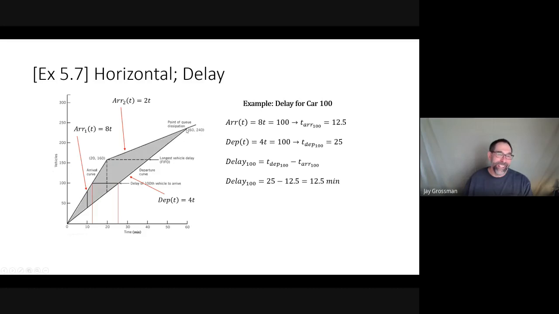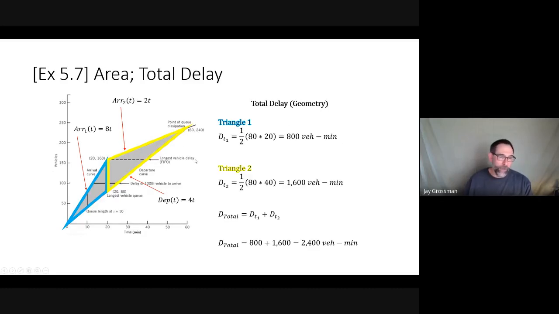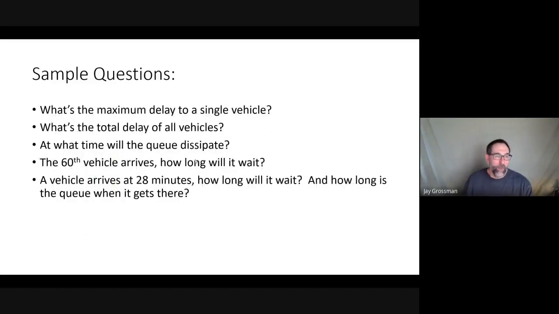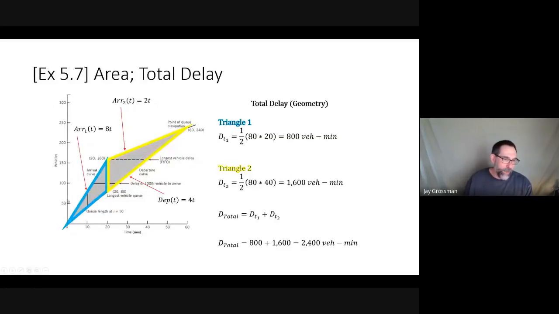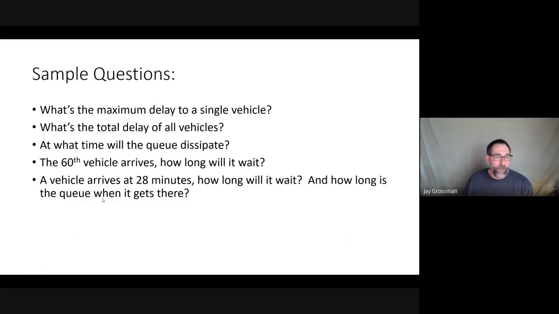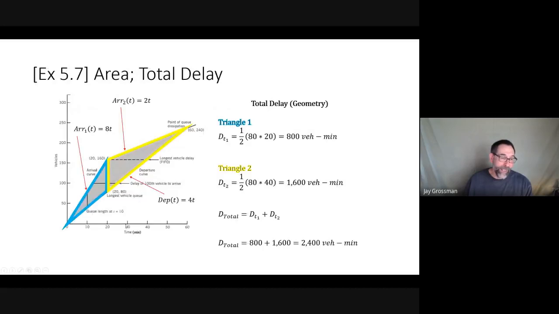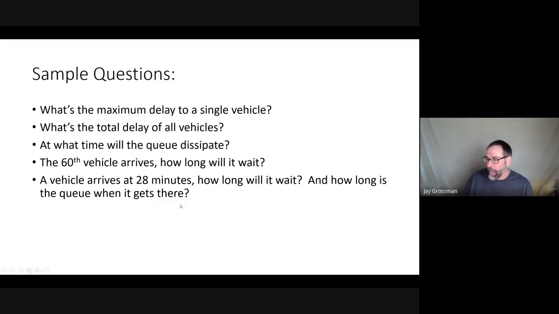So that's where the queue dissipates, where these come together. And maybe sometimes they don't ever dissipate. We can write it that way, and then you'll just have to cut it off at a certain time and calculate the delay up to that point. When does the 60th vehicle arrive and when do they wait? You're going to have to figure out where the 60th vehicle is here and plot it across. If a vehicle arrived at 28 minutes, how long is he going to wait? That vehicle is going to wait through there. So those are all kinds of questions we can pull out of this stuff.